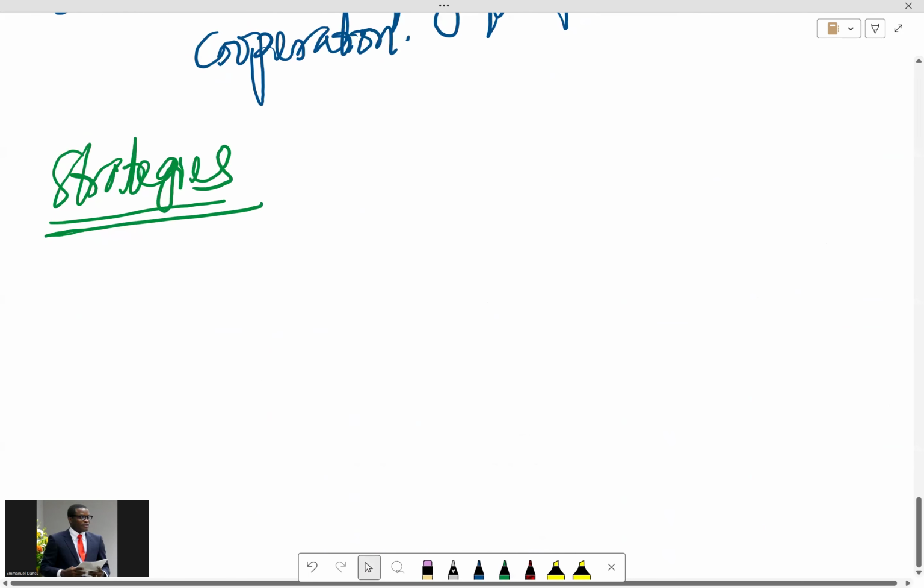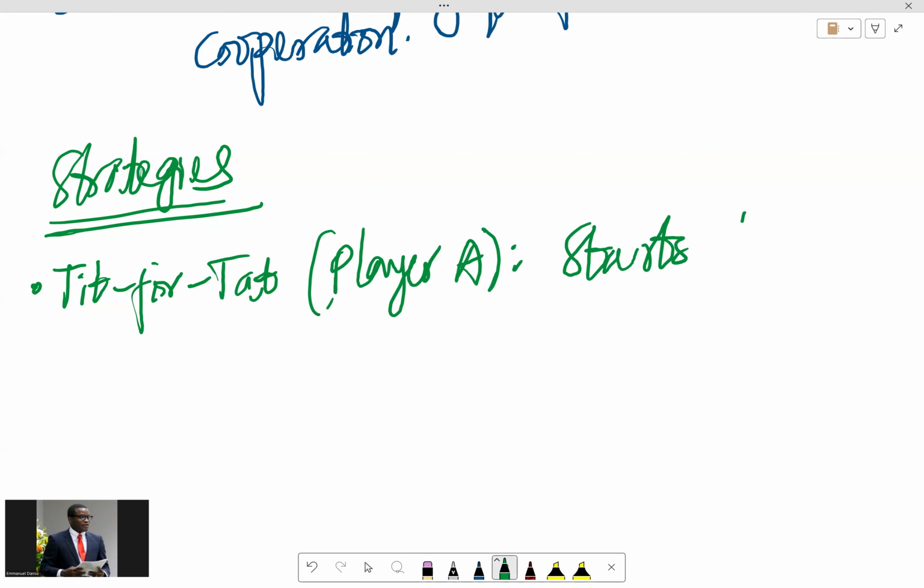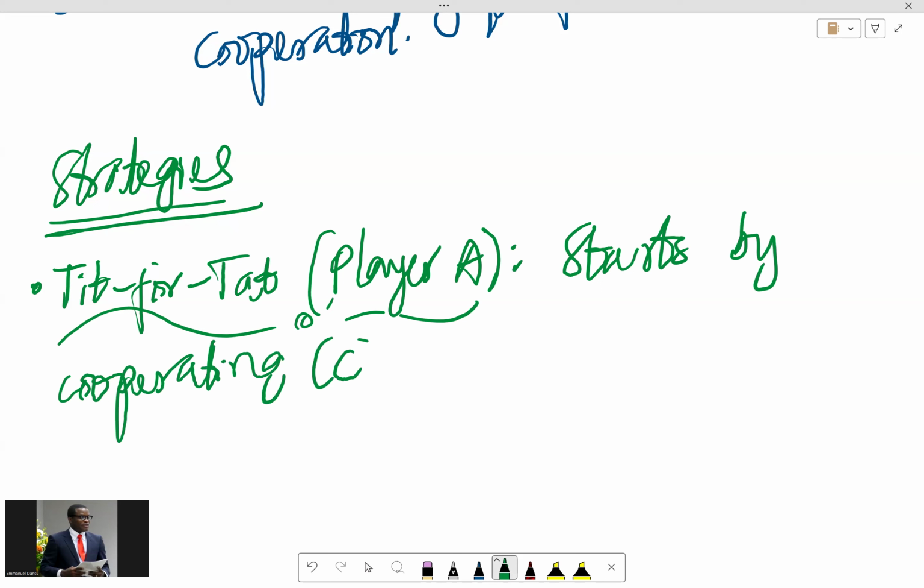For the strategies now, the first strategy is tit for tat. That means whatever the other player does, this player is going to do it. So tit for tat is the strategy adopted by player A. What that simply means is that player A starts by cooperating and mirrors the opponent's last move.